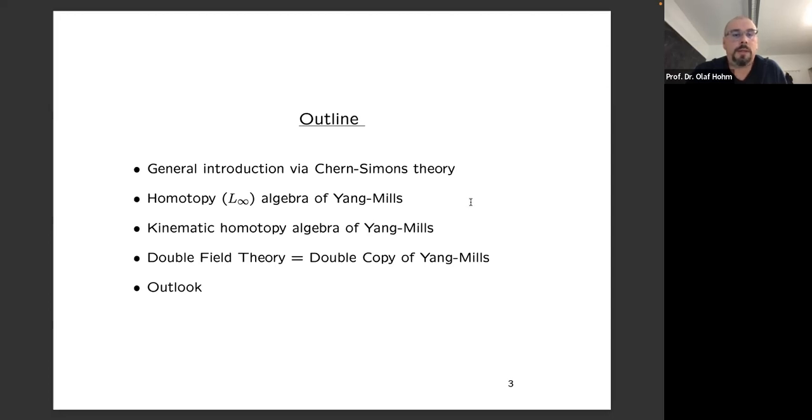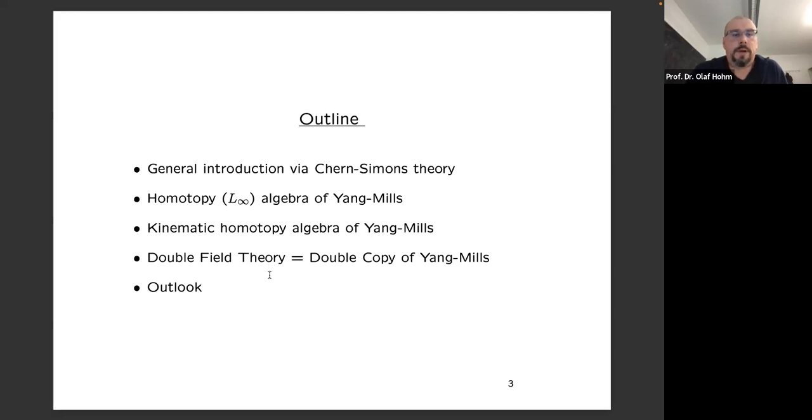And then in the second part, I will introduce the homotopy algebra formulation of Yang-Mills theory, or the L-infinity algebra. So first the general framework, what is an L-infinity algebra, then how it encodes Yang-Mills theory. And then in the third part, we can explain how this homotopy algebra framework allows us to give a meaning to this notion of color decomposition, or stripping of color factors, which in homotopy algebra means that there's really a kinematic homotopy algebra, which is a different kind than an L-infinity algebra.